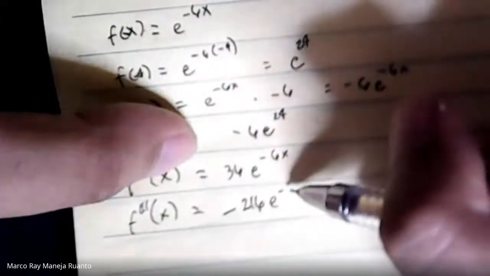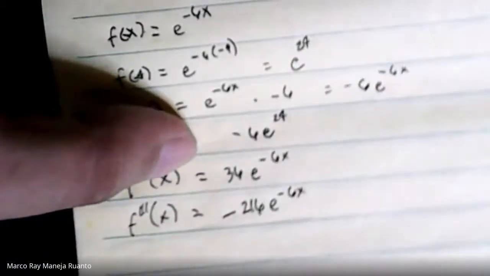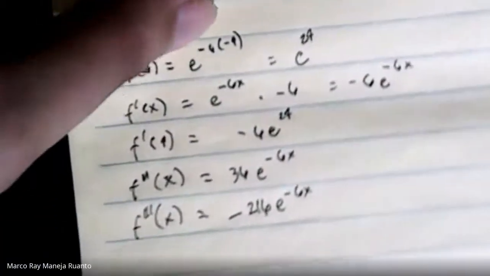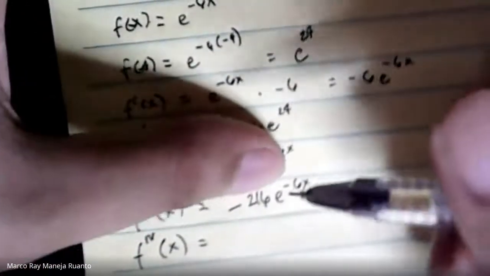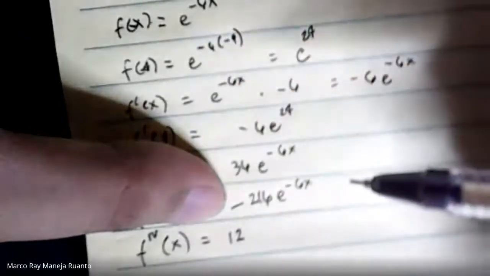Third derivative, that will be negative 216 e to the minus 6x. Okay, nag-extend matag isa no ka step. So fourth is equal to, so times 6 again. So this is positive 1296 e to the minus 6x.